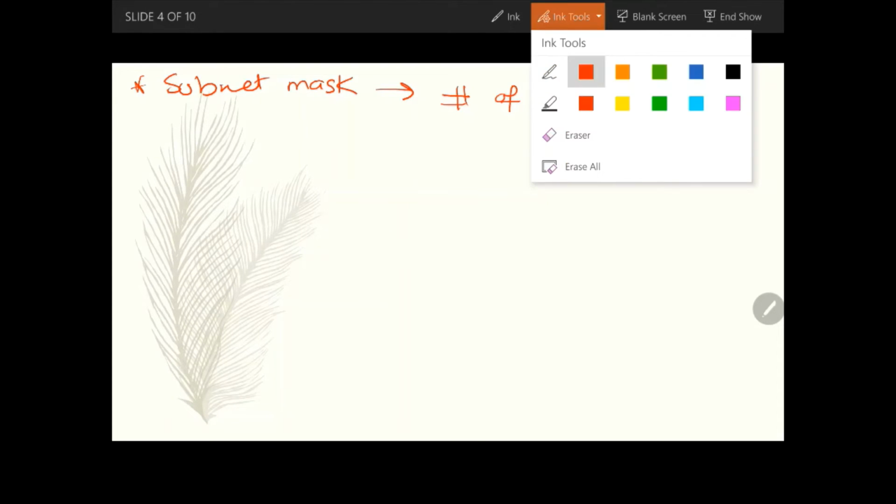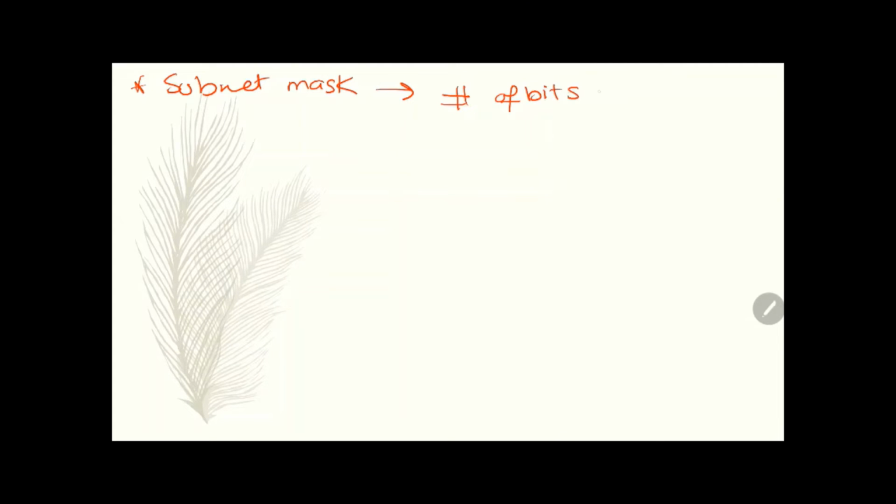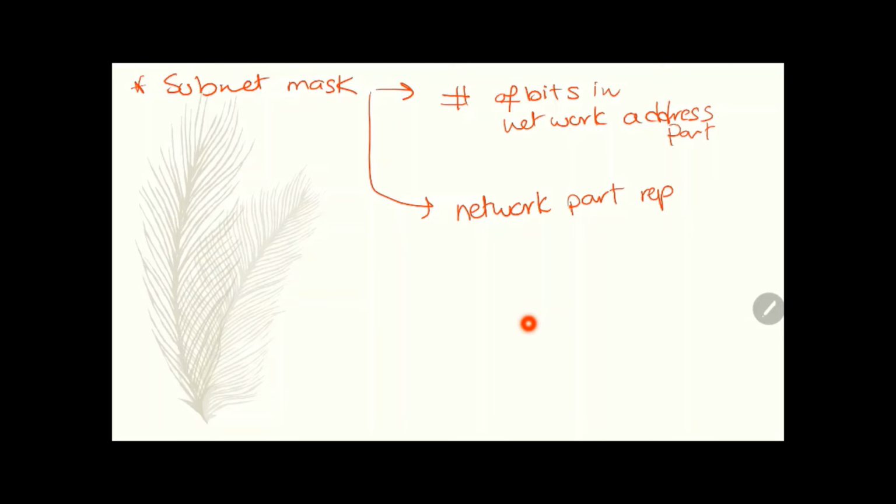One more thing to discuss is the subnet mask. What is the subnet mask? It's the number of bits in the network address part. I'd highly appreciate it if you go to the lecture slides to get the network part. The subnet mask is represented in ones, while the host part is represented in zeros.